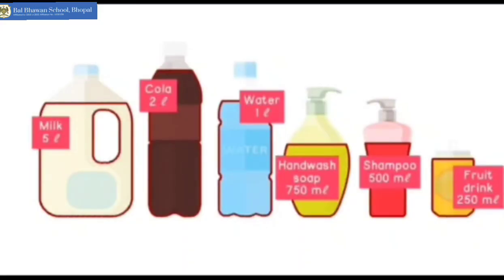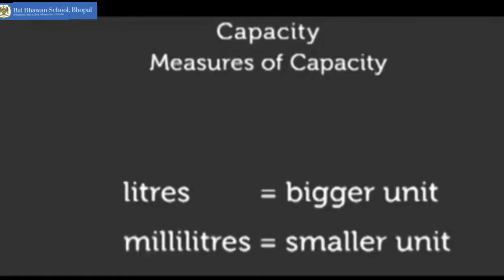So now you can identify or recognize the objects and the capacity of the liquid present in that object or the container by reading the label of liters and milliliters over it. Liters is the bigger unit of capacity and milliliters is the smaller unit of capacity. The standard units to measure the capacity of any liquid are liters and milliliters.